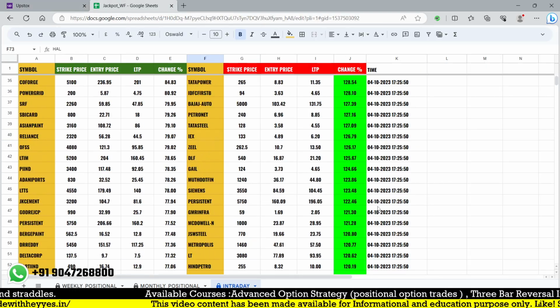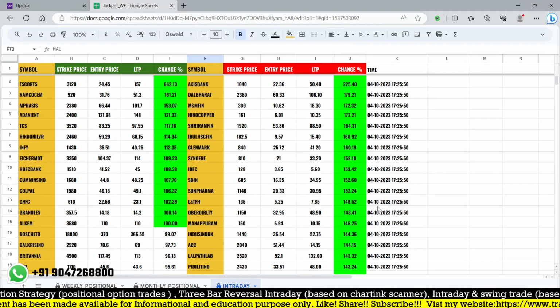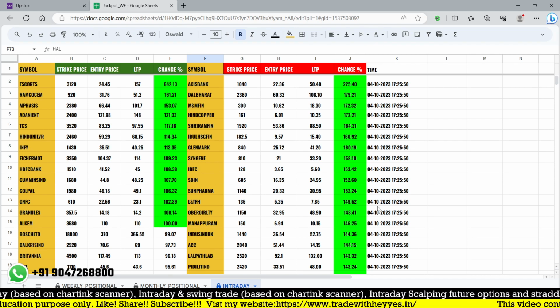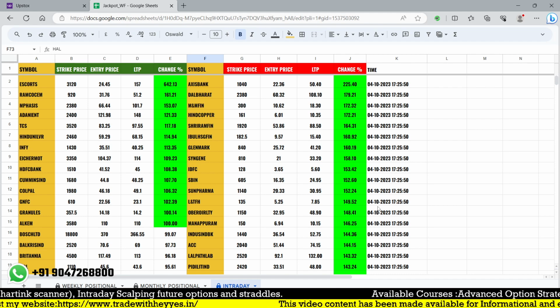For some other examples, in the morning session around 9:30 we saw some stocks like M&M Finance that triggered our entry point, around 13 as we saw in the morning, immediately after market movement.